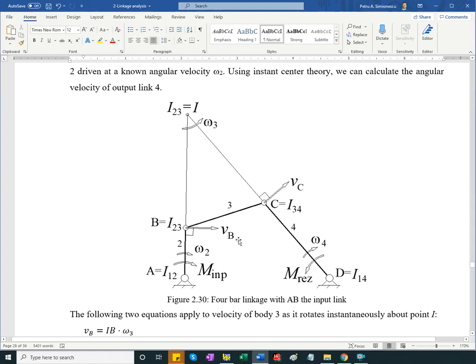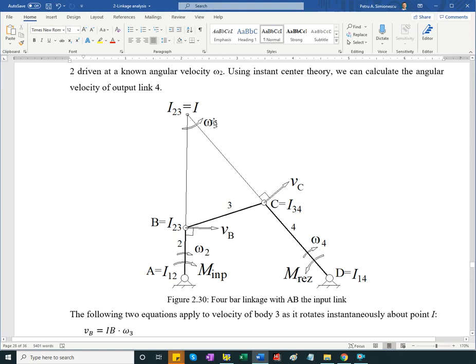And we can also write what VB is. So VB, from the perspective of body 2, is just going to be distance AB times omega 2, but it's also equal to this distance I to B times omega 3. So this allows us to calculate omega 3.